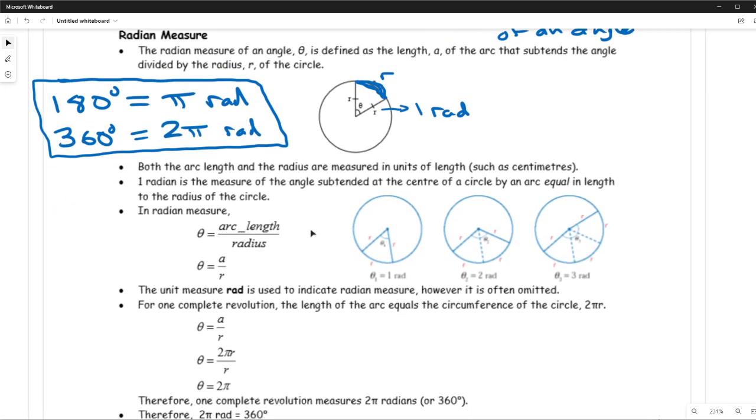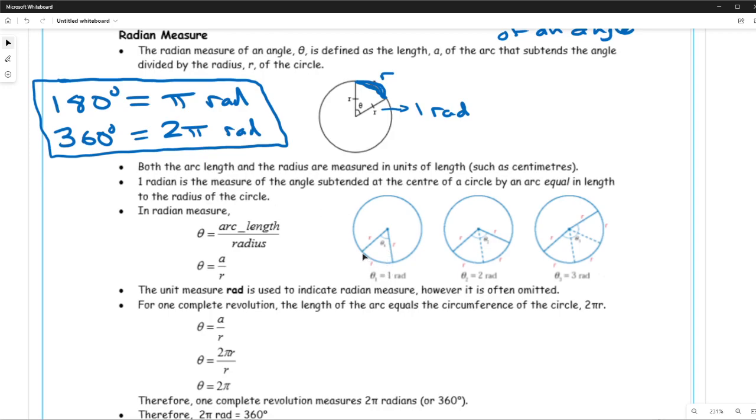Let's go through and read a couple other things here, and then we'll come back and make some more points about the why behind this. So the arc length and the radius are measured in a unit of length, like centimeters. So 1 radius and 1 radius going along the circumference are both measured in the same unit, both meters or both centimeters, whatever it is. 1 radian is the measure of the angle subtended at the center of the circle by an arc equal in length to the radius of the circle.